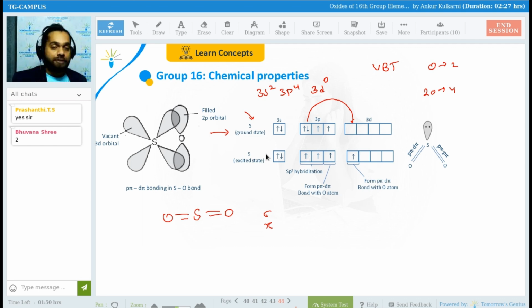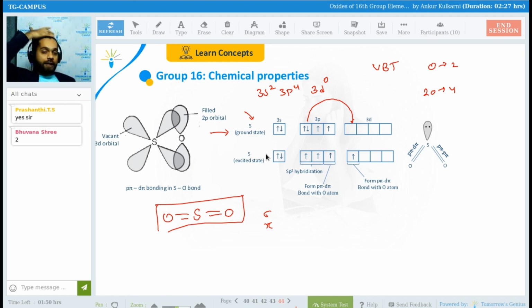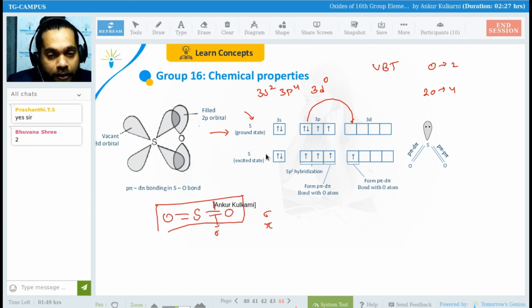In SO2, suppose this is my structure. How many sigma, how many pi do I have? Prashanti, Sarjana, Kevin, come on, tell me. It is fine even if it is wrong, we are learning. Correct, we have 2 sigma, we have 2 pi. This is sigma, this is pi. Similarly, sigma, pi.